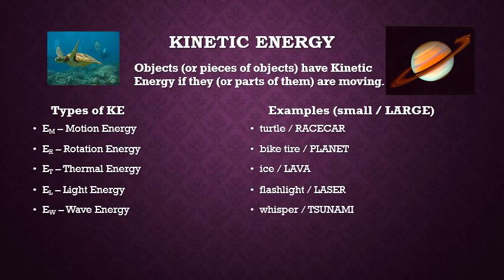So examples of objects that have a little bit of wave energy: a whisper, so a very quiet sound, is not going to have very much wave energy. Of course, a tsunami, which is a massive ocean wave, would contain a lot more wave energy. And obviously waves move through space, so that explains why they are going to be kinetic energies as well.